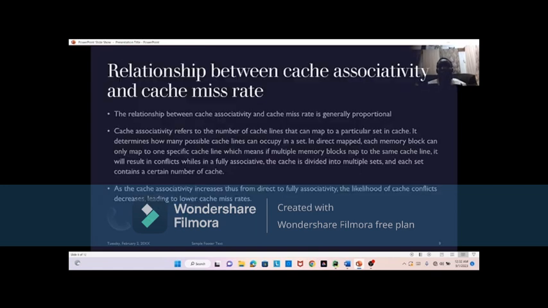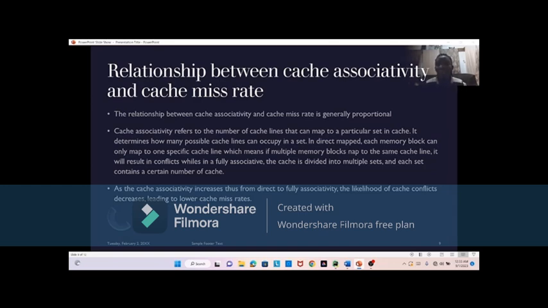We then move on to the relationship between cache associativity and cache miss rate. The relationship between cache associativity and cache miss rate is generally inversely proportional. Cache associativity refers to the number of cache lines that can map to a particular set in cache. It determines how many possible cache lines can occupy a set.